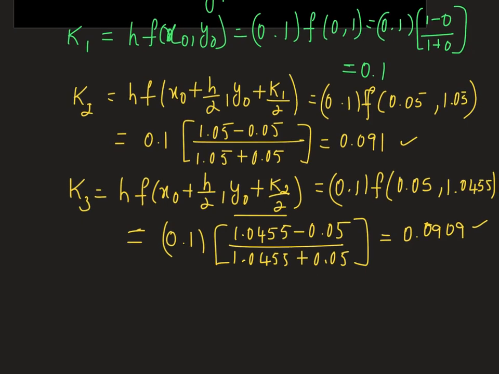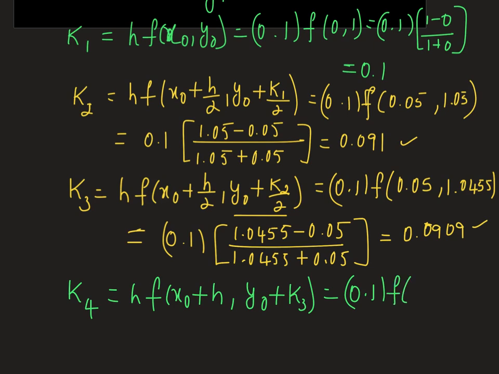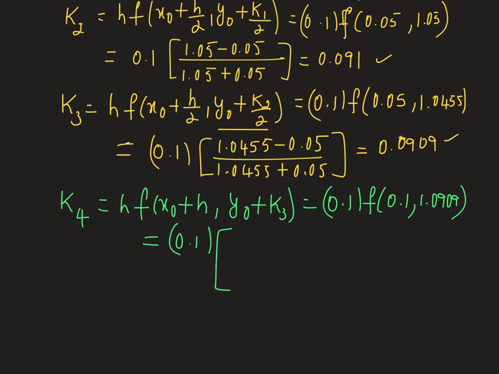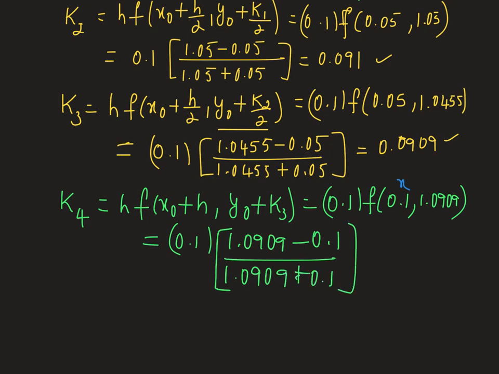Next finally we find k4. K4 is h f of x naught plus h, y naught plus k3. So x naught plus h is 0.1, and y naught plus k3 is 1.0909. Next we substitute this in the function, y minus x, that is 1.0909 minus 0.1 divided by 1.0909 plus 0.1. On calculation this gives us 0.0832.